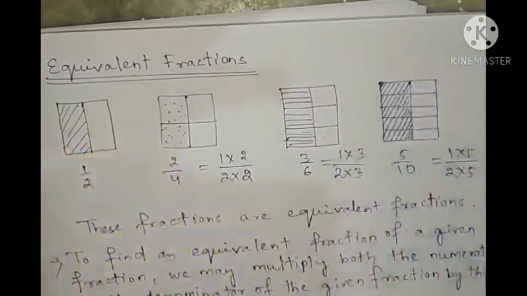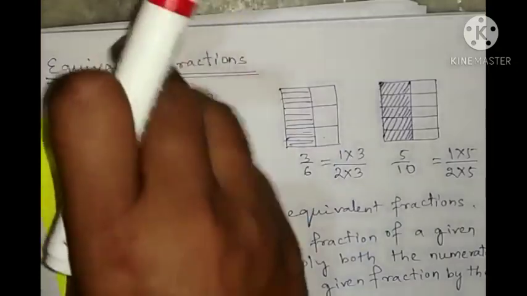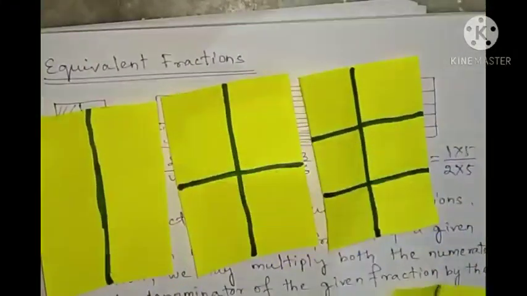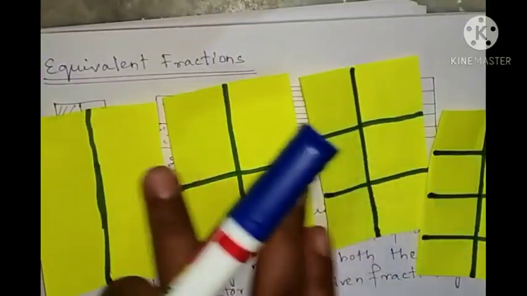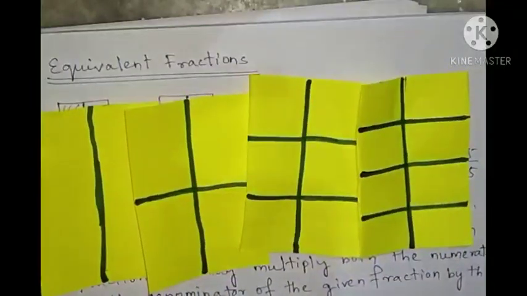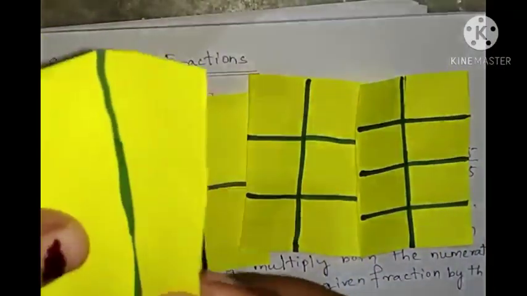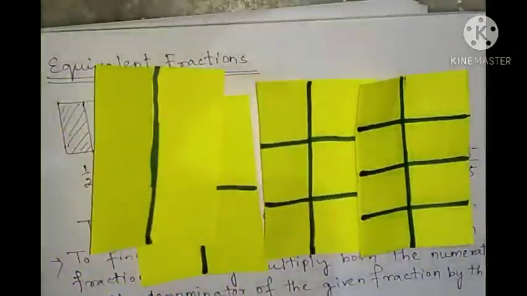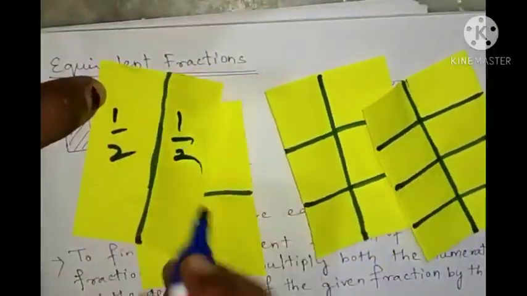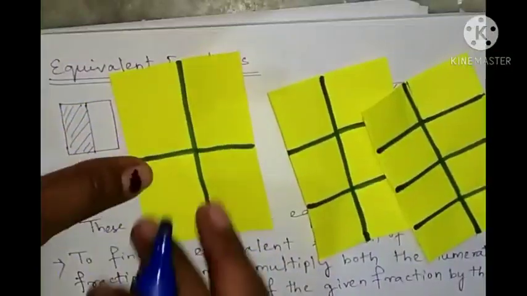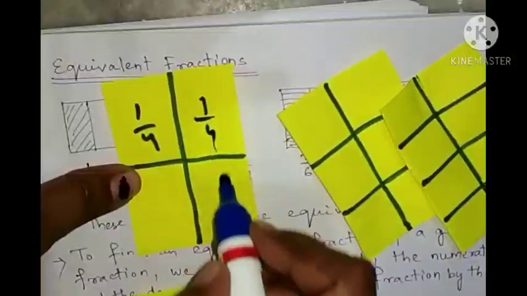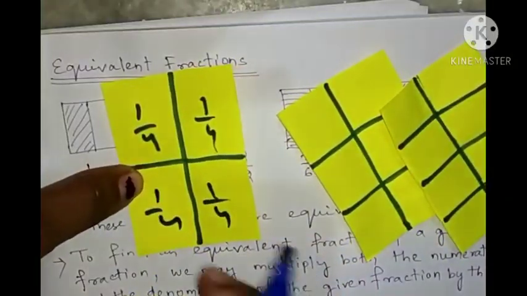So let's see. Here I have taken 4 same-size rectangles. The first rectangle I have divided into 2 equal parts. So this is 1 by 2, 1 by 2. Then the second, you see, I have divided into 4 equal parts. So 1 by 4, 1 by 4, 1 by 4, 1 by 4.